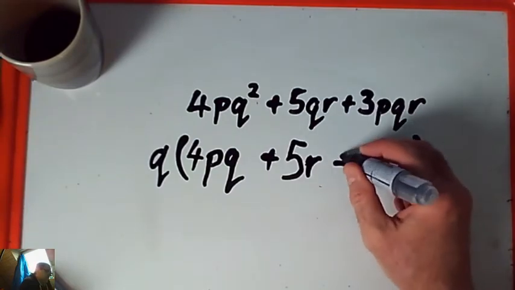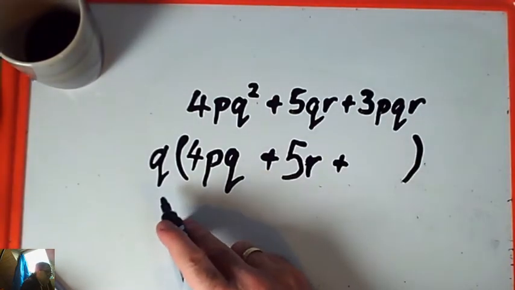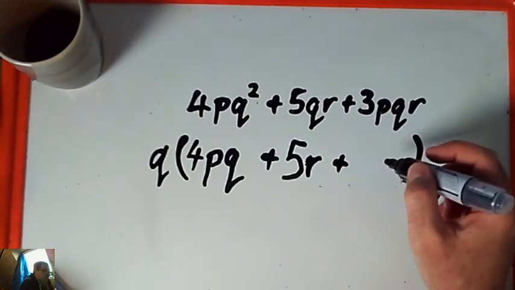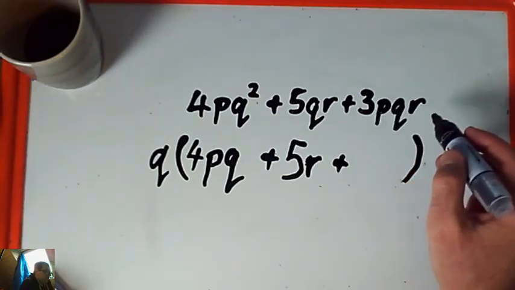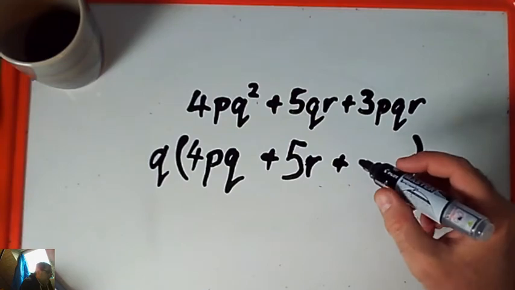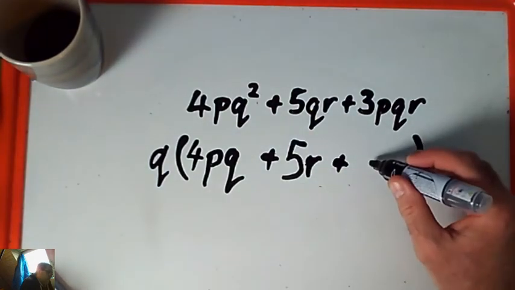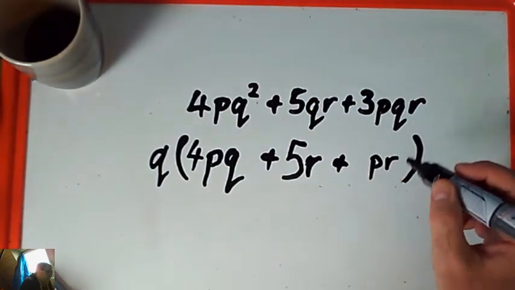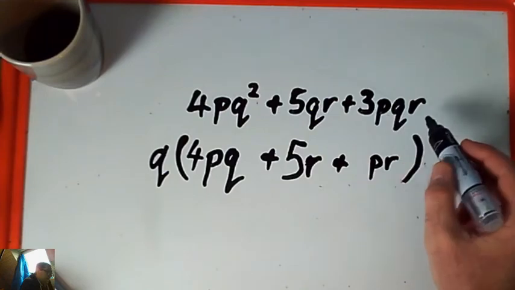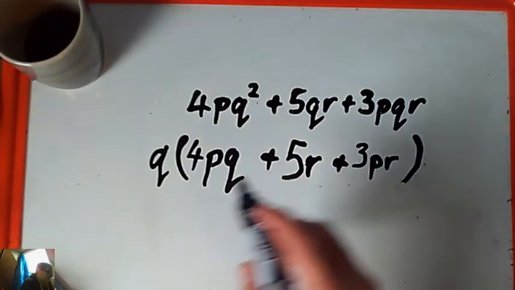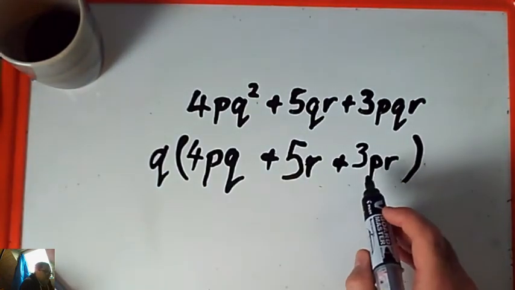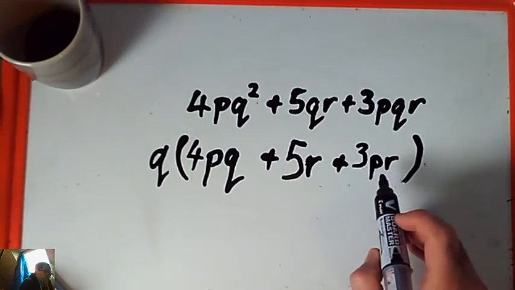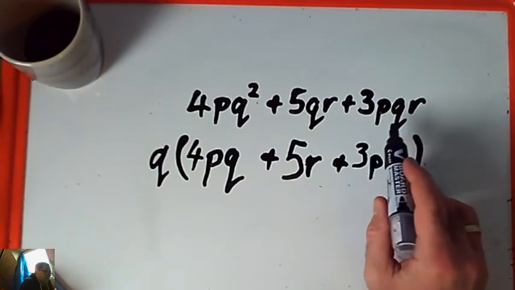And then the next bit. Q times what inside the brackets will give me 3pqr. Okay, so q times a p and an r will give me the pqr bit, and then multiply that by 3. So q times 3pr will give me the 3pqr.